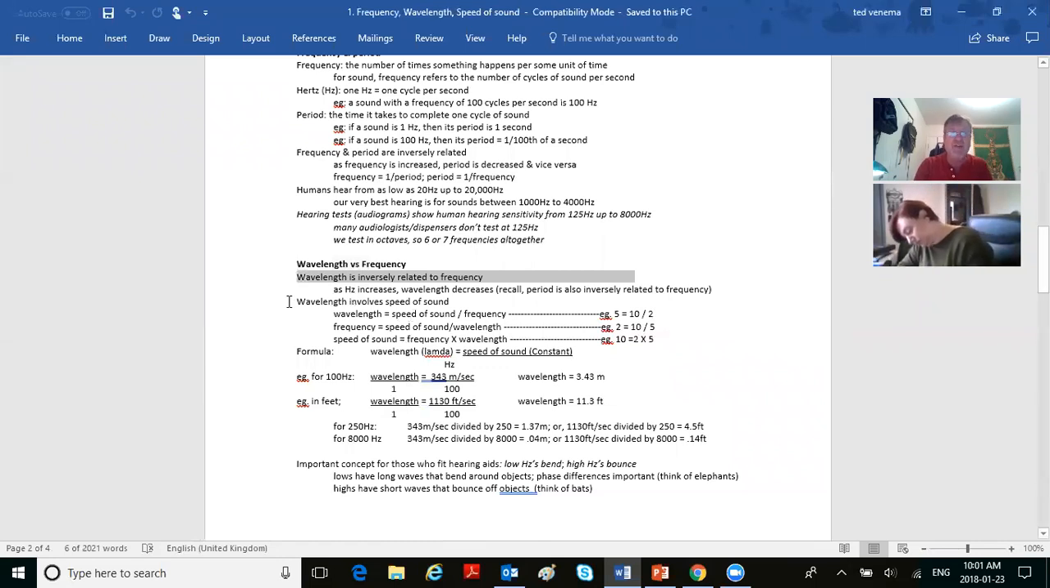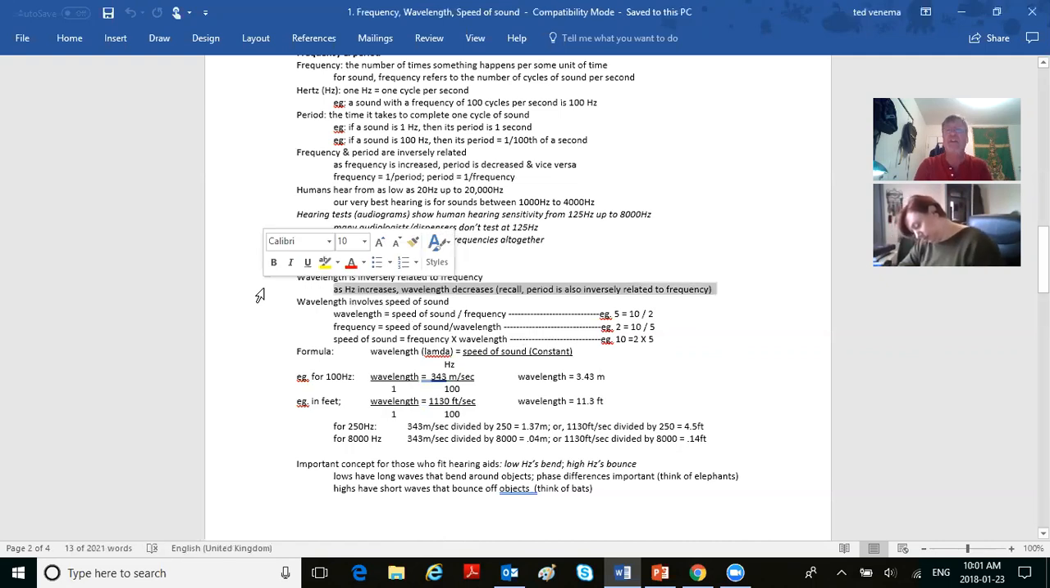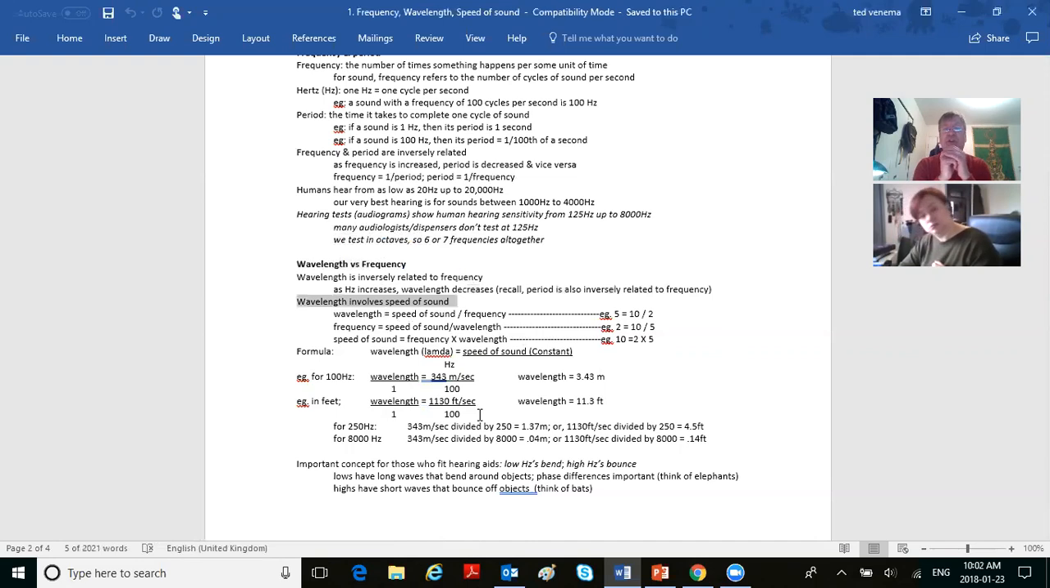So it says here, as frequency increases, wavelength gets shorter. Recall, period is also inversely related to frequency. And it says here, wavelength involves the speed of sound. Now have a look at what this says, because this also is something that's asked on midterms and quizzes constantly. You're going to see 3 different little formulas here. It says wavelength equals speed of sound divided by frequency. Frequency equals speed of sound divided by wavelength. And speed of sound equals frequency times wavelength.